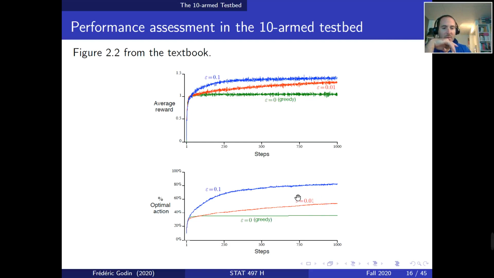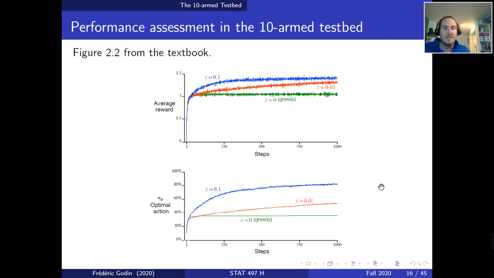Exactly as we discussed before, the 1% exploration takes more time to identify the optimal action. So this is why the percentage of optimal actions grows slower through time. Okay, but again, what would happen if we had more steps? So if this number was infinity instead of 1,000, then what would happen is that this curve would converge roughly to 90%. Okay, so a bit more than 90%.